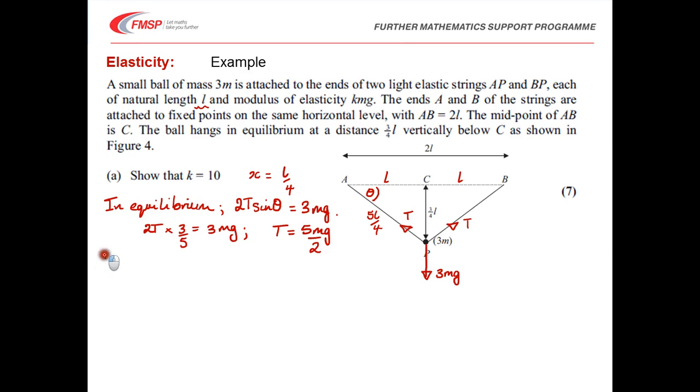And I can then bring in my Hooke's law calculation, because I can also calculate the tension in the string using Hooke's law. So Hooke's law: T equals lambda x over L. If we substitute that information in there, we have our 5mg over 2, which is what we calculated T to be. We know that lambda is kmg, we know that x is L over 4, and the natural length is L. With a small amount of cancelling out, the mg's will go, the L's will go, multiply both sides by 4, and we end up with k is 10 as expected.